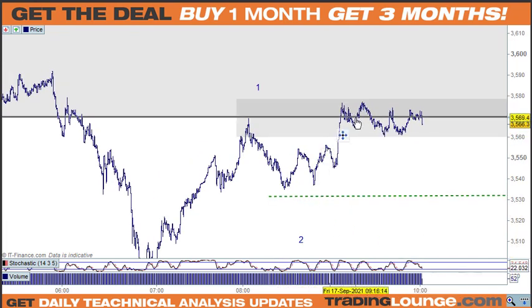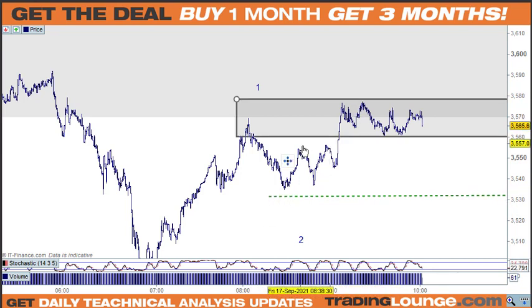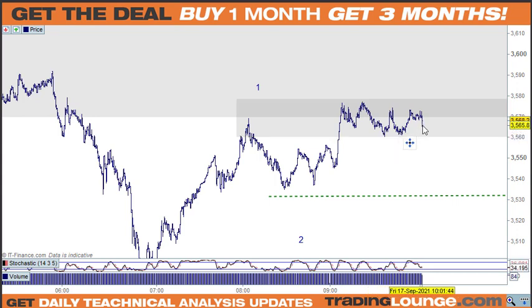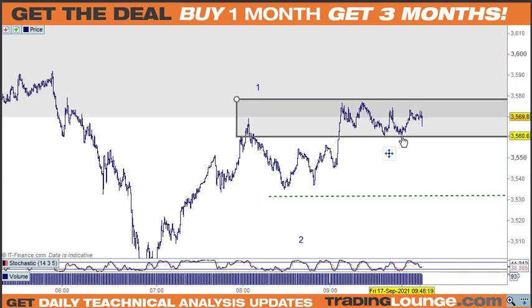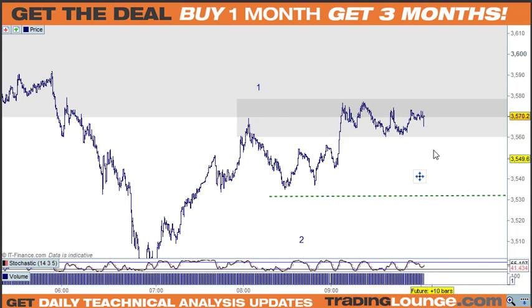1, 2, 3, 4, 5. So it's all of the third wave, 1 and 2 and 3. And this is maybe an A and a B and a C here. I'm not really sure. So this should be wave 1. I don't know, have to split hairs there, but they should just continue to push up.